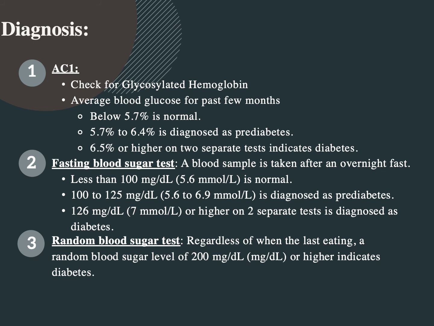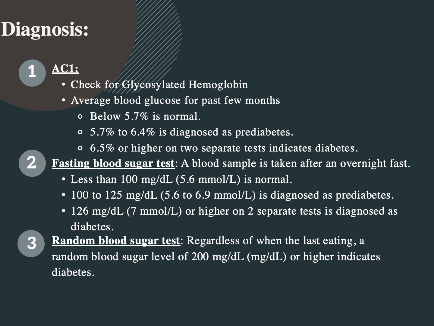The second one is the fasting blood sugar test. A blood sample is taken after an overnight fast. And again, the positive diagnosis is given when the level is above 126 mg per deciliter. If it is less than 100 mg per deciliter, the result is normal. Any number between 100 and 125 mg per deciliter is diagnosed as pre-diabetes.